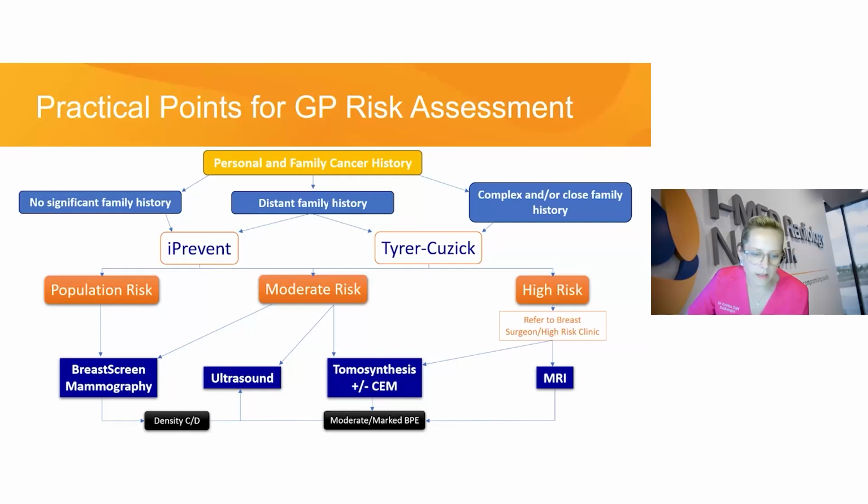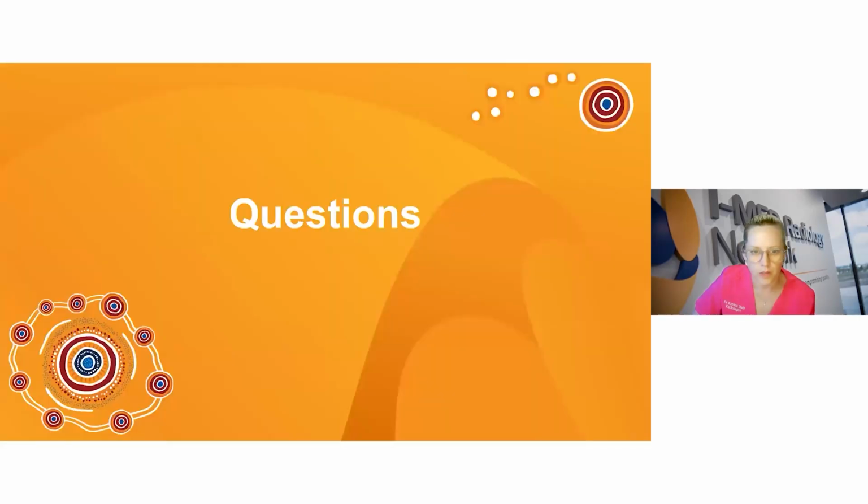The caveat to that is the women who are high density. So I think the women who have high density in their breast screen mammogram should have an ultrasound. And I think women who have moderate to marked background parenchymal enhancement on their contrast mammo or their MRI should also have an ultrasound to complement the studies. And that brings me to the end, and I've not gone too far over time.